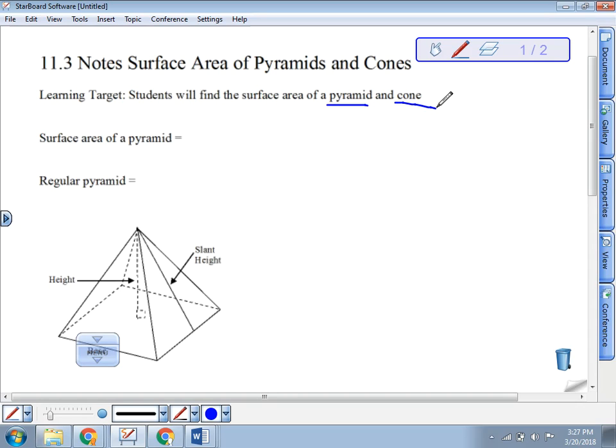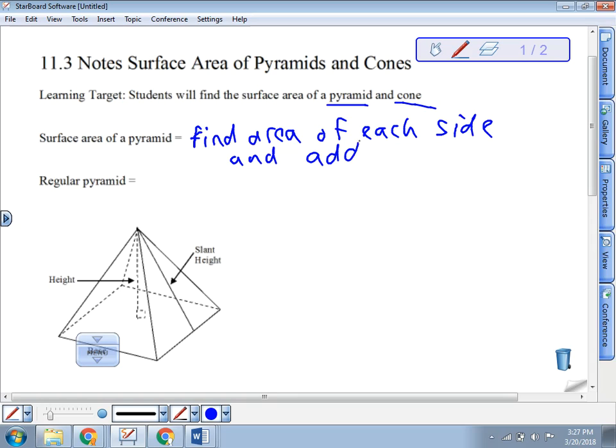Okay, to find a surface area, just like any shape, we're just going to find the area of each side and add them all together. That's it. So when you look at a pyramid, we're going to have triangles and a base, which is in the shape of a square. We're just going to have to find all those and add them together.